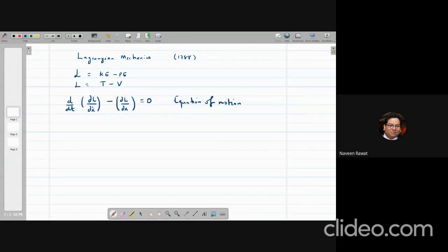For any system we first have to find the value of L, which is the kinetic energy minus the potential energy. If you can do that, you can then calculate the partial derivative with respect to x dot and the partial derivative with respect to x, and then we can plug those into this equation, and from here we get the equation of motion. So that is the basic idea.